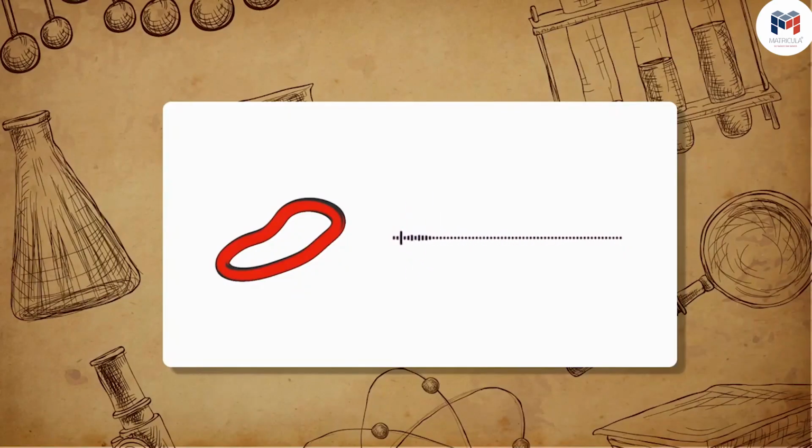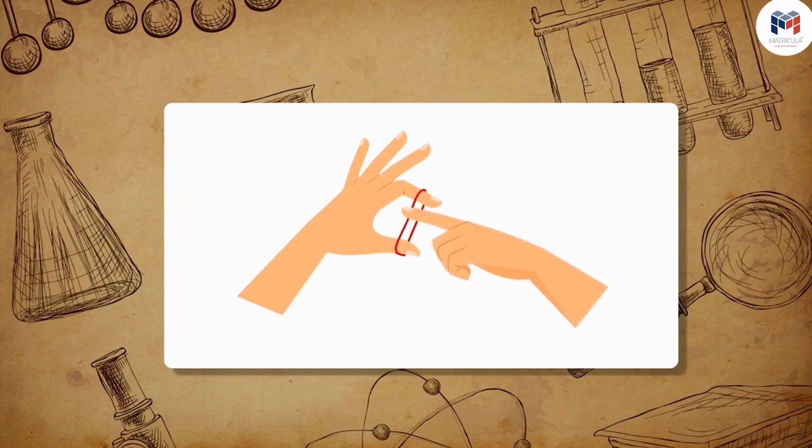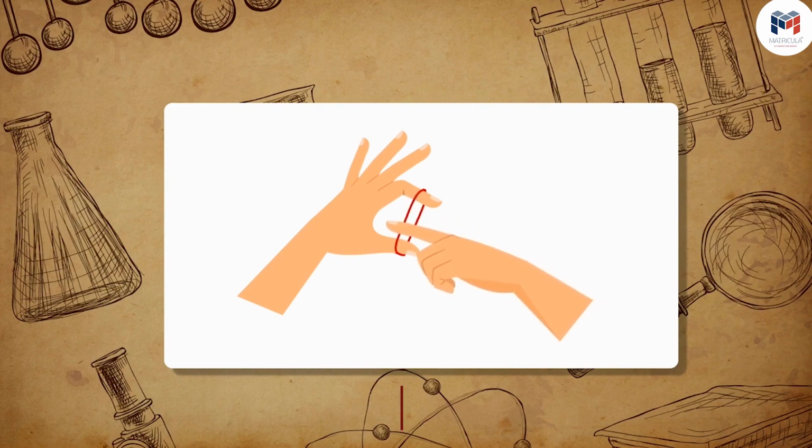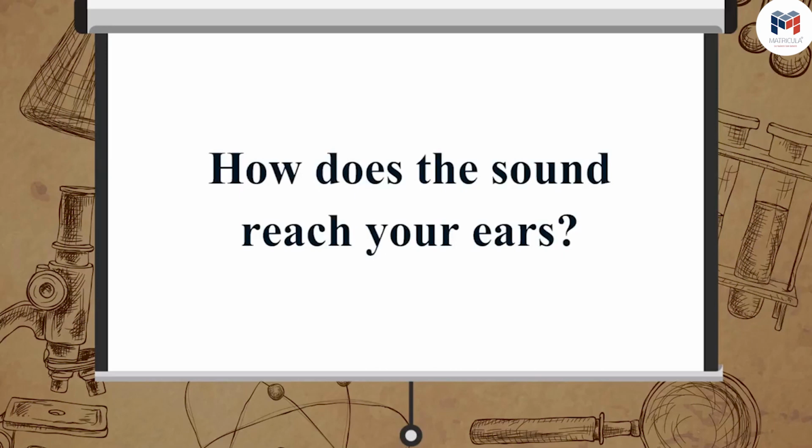Now, let us perform a simple activity to see how vibration produces sound. Take a rubber band and stretch it. Then pluck the rubber band. You will notice that the band vibrates and produces a sound. But how does the sound reach your ears?